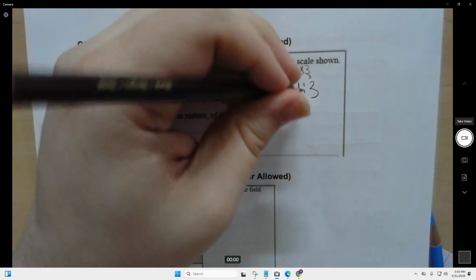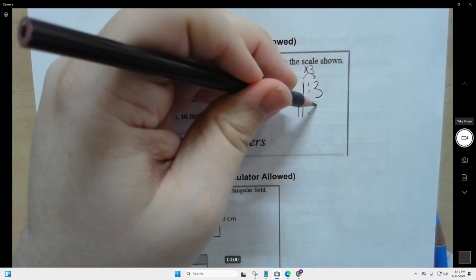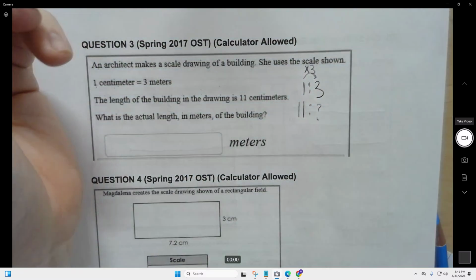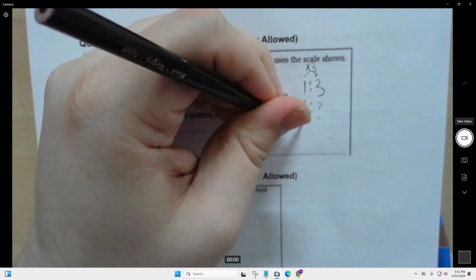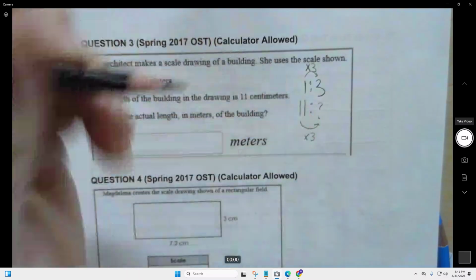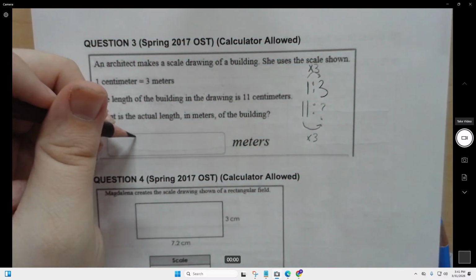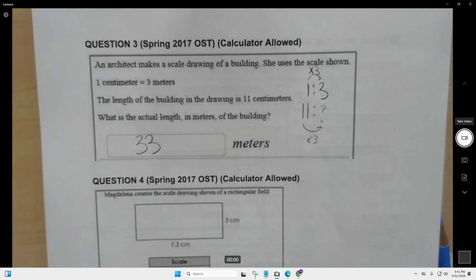So if the length of the building in the drawing is 11 centimeters, and we're trying to figure out what its actual length is, since to go from here to here we multiply by 3, to go from here to here we also multiply by 3. What is 11 times 3? You can get out the calculator if you need to, but otherwise it is 33.